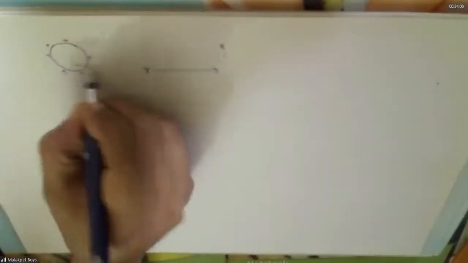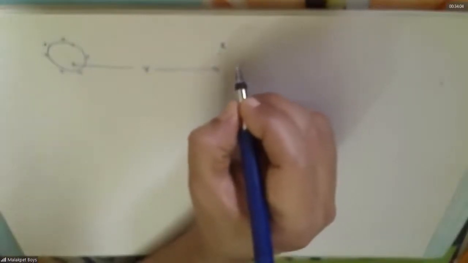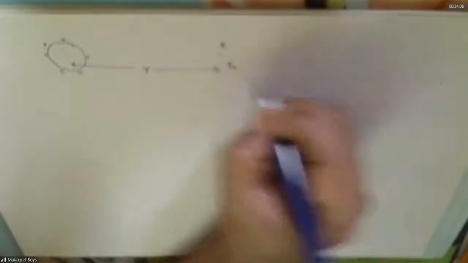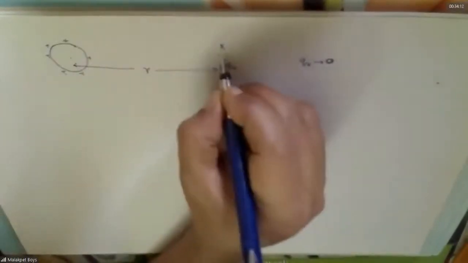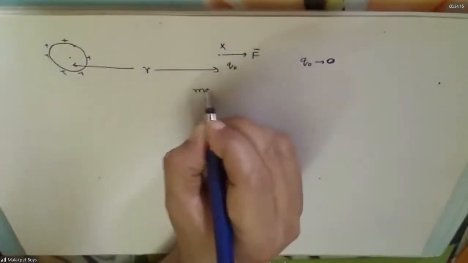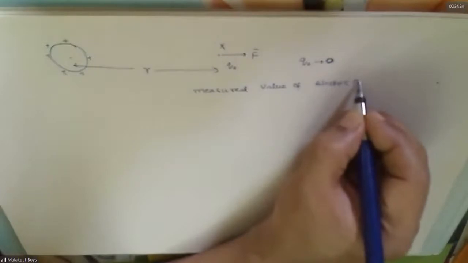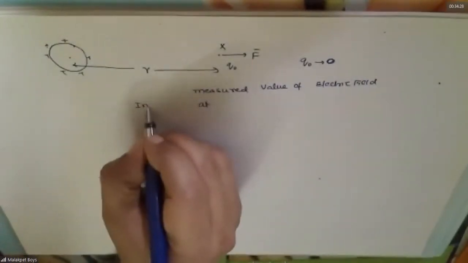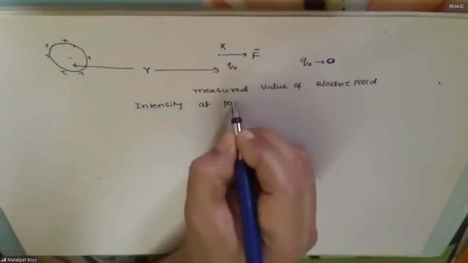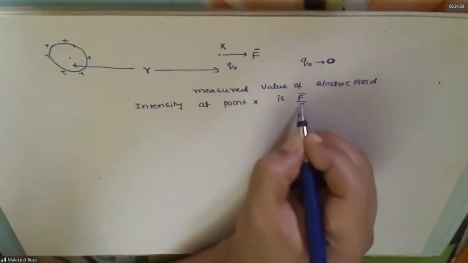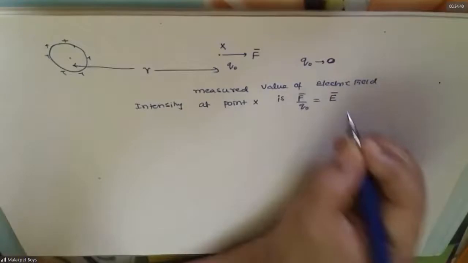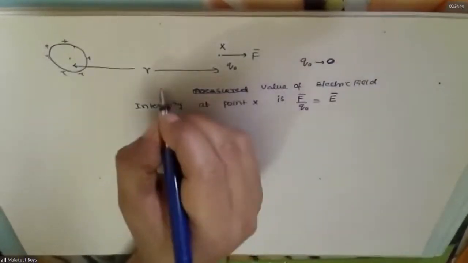Suppose this is a uniform charge distribution. Say this is point X, this is the center, this is R. If you measure the electric field here with a very small Q naught, then you have the force F. So the measured value will be F bar by Q naught at point X. This is the actual value. We define it like this.